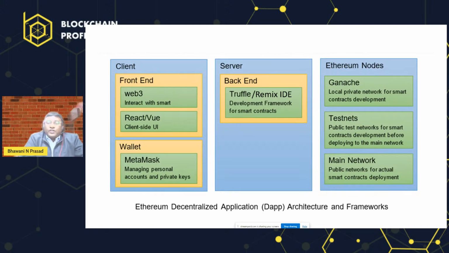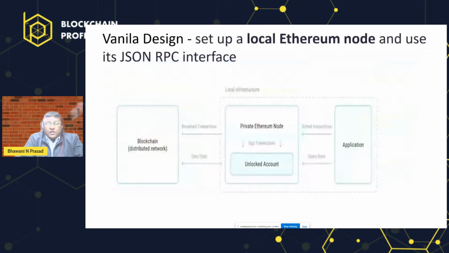Other components are Ethereum nodes like Ganache. When you develop, you can develop on local private networks. There are testnets where you can test your smart contracts, and then mainnets where you can deploy and transact. So this is the basic architecture for dApps.